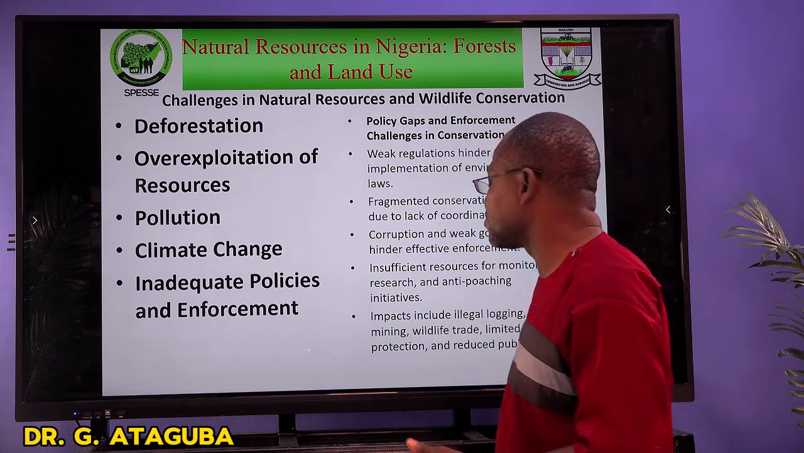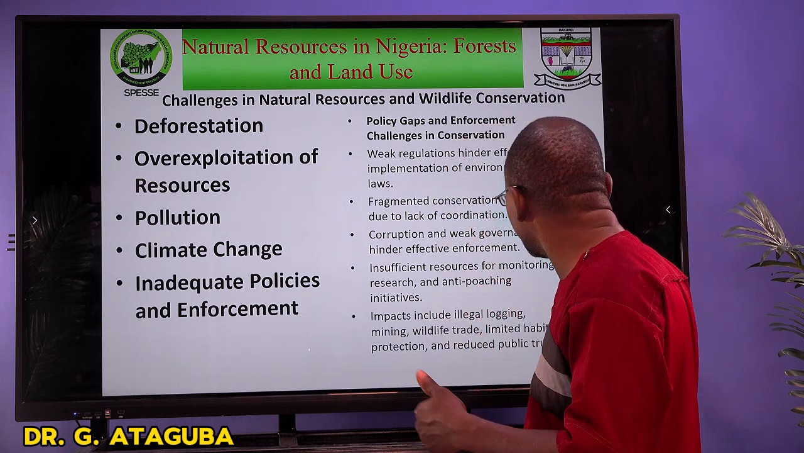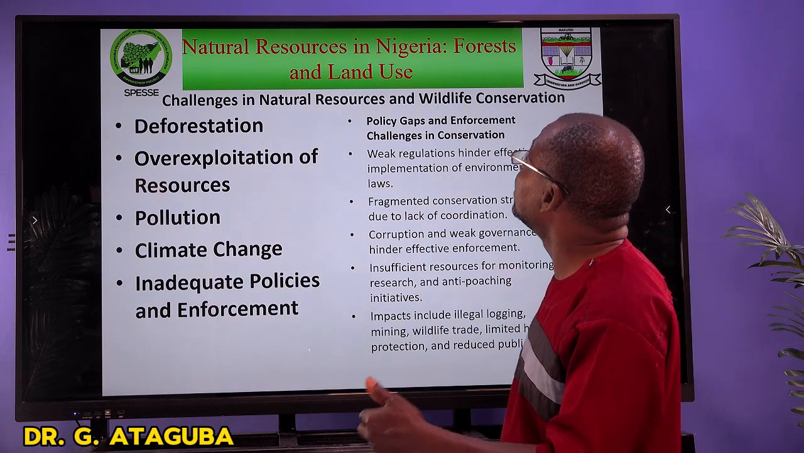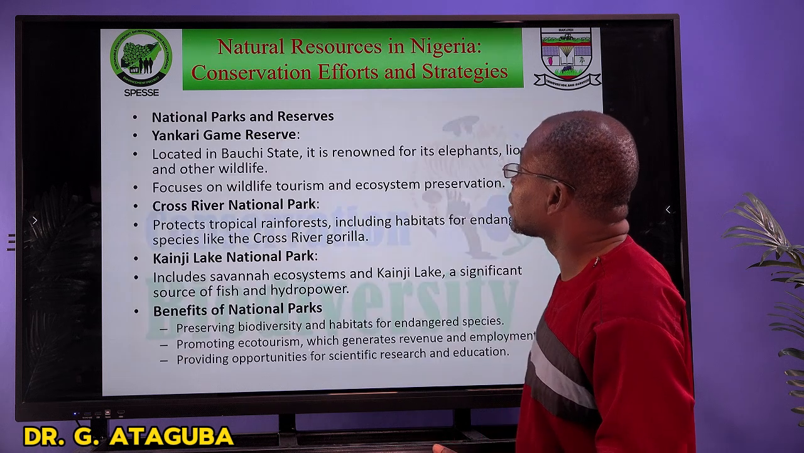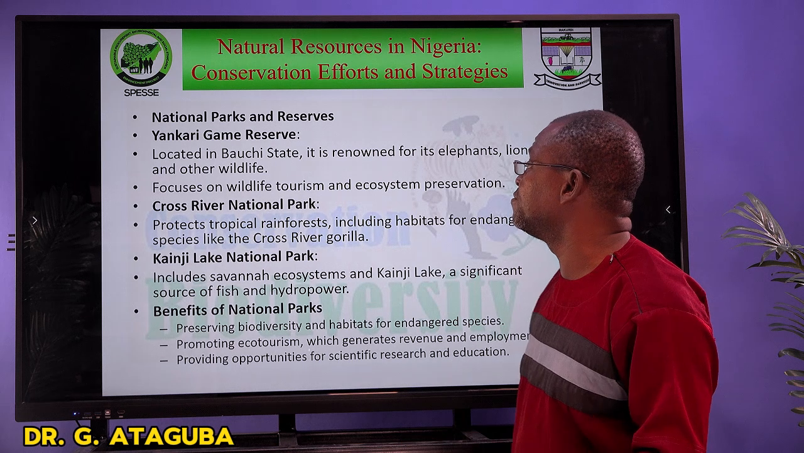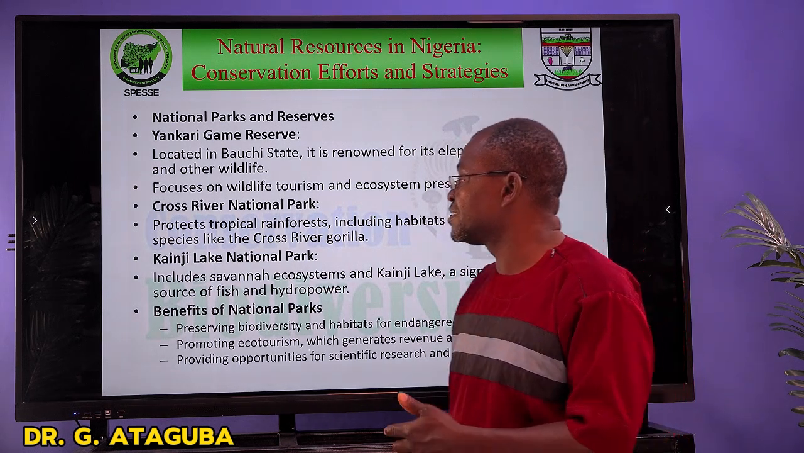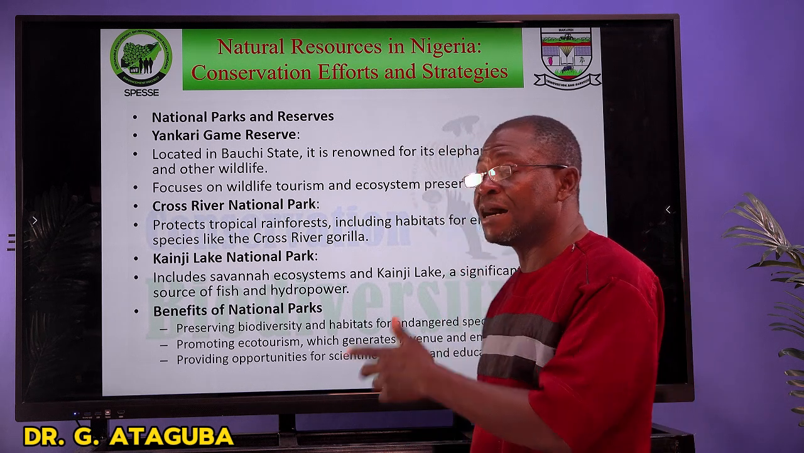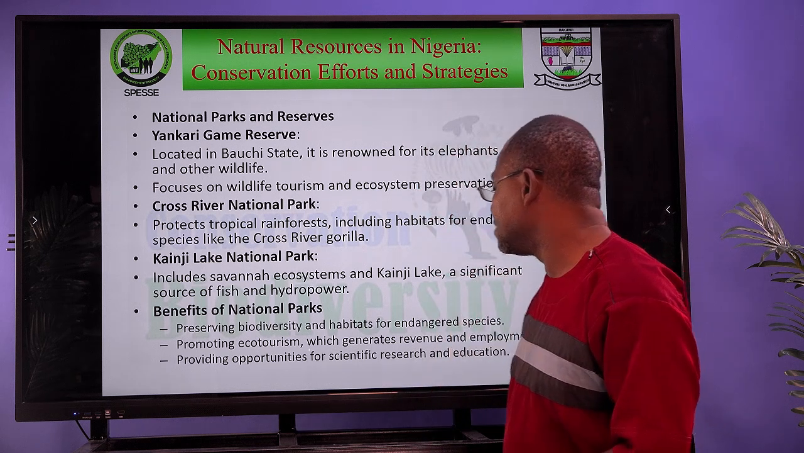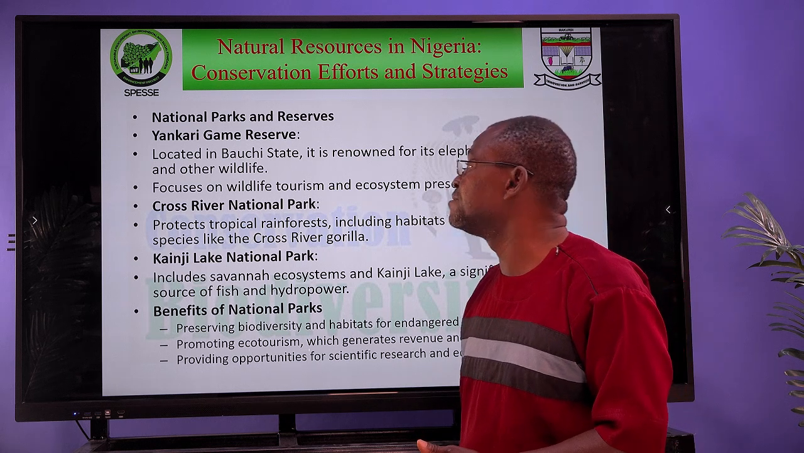We have insufficient financial resources to monitor and manage, as well as carry out research that will lead us to better natural resource management strategies. Our efforts at natural resource management include the establishment of national parks and reserves, including the Yankari Game Reserve, the Cross River National Park, the Kainji Lake National Park, among others. This benefits us because we are able to better preserve the biodiversity in our environment, and also the habitats for endangered species.